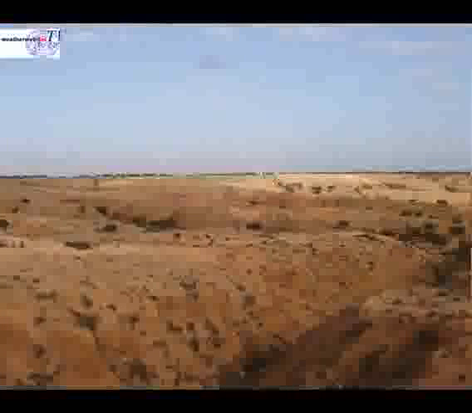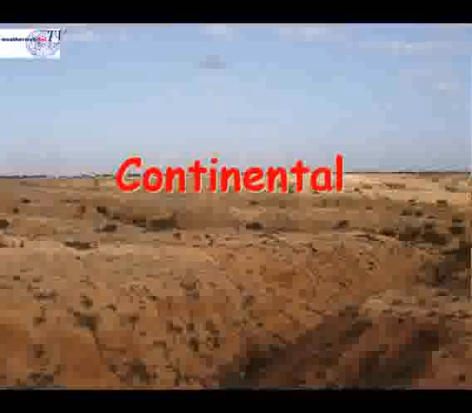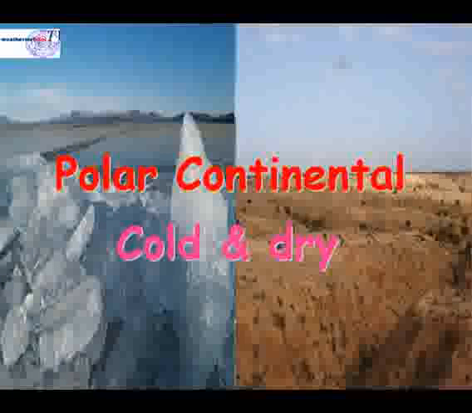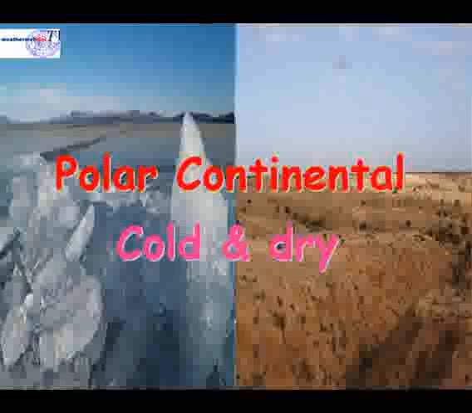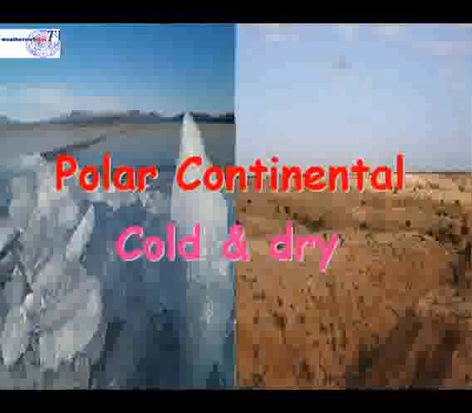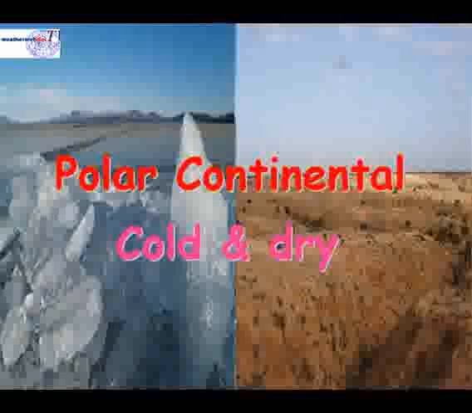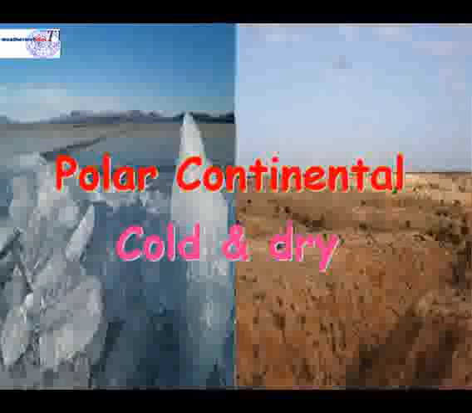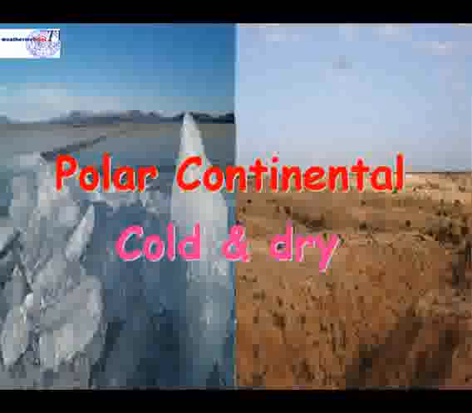Polar air can also travel over the land. So we then get a polar continental air mass. This is where the air has left the poles, flows over the landmass of Europe and reaches the British Isles. It's generally cold and is also dry, although during the summer months, if the wind direction is right, it can actually be quite warm but still dry.